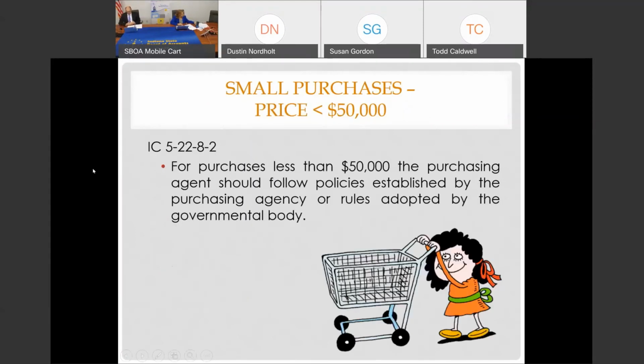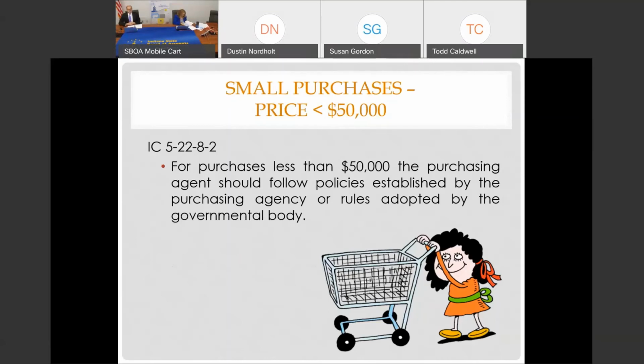For even smaller purchases where the price is less than $50,000, the purchasing agent should follow the written policies of the purchasing agency or rules adopted by the governing body. So those are your local rules that I mentioned, having those written policies a little earlier. And they can include whatever you determine locally of how you're going to handle small purchases like that. They can include, but they don't have to, provisions for obtaining quotes or even bids.